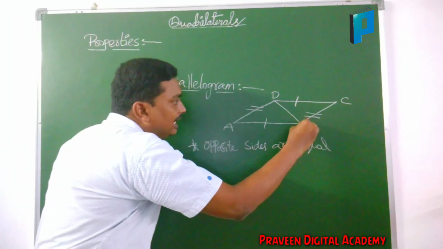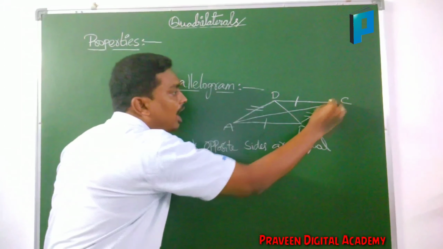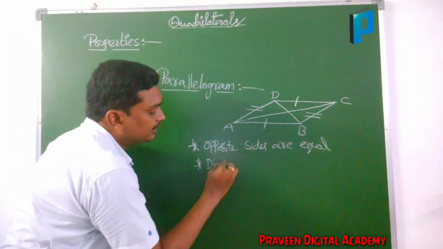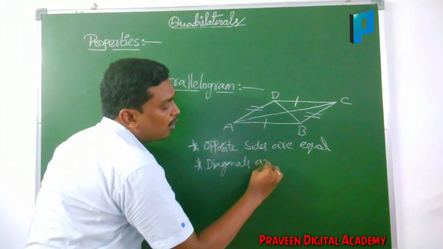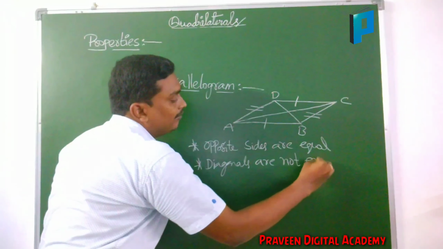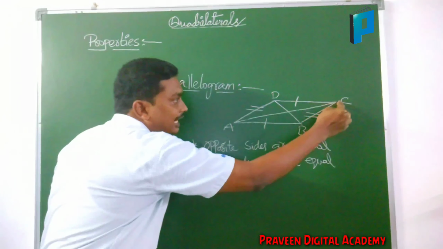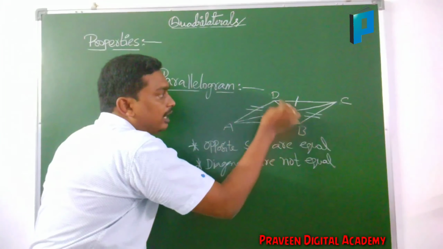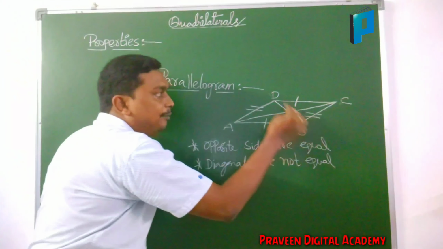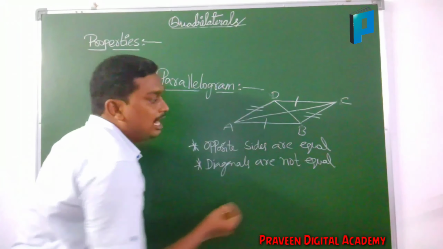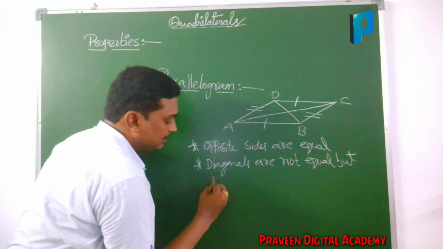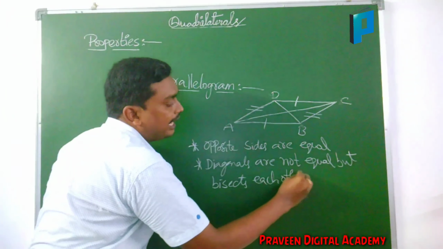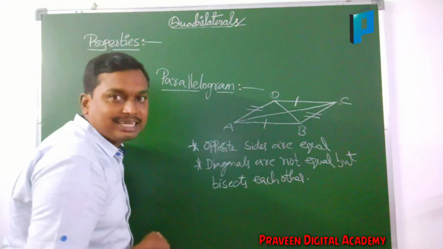Here, diagonals are not equal in the parallelogram. These diagonals are not equal; AC is longer when compared to BD. Means AC and BD both are not equal, but they bisect each other.